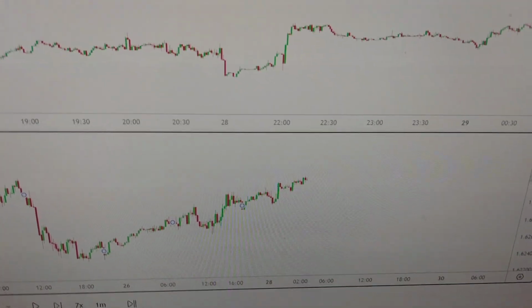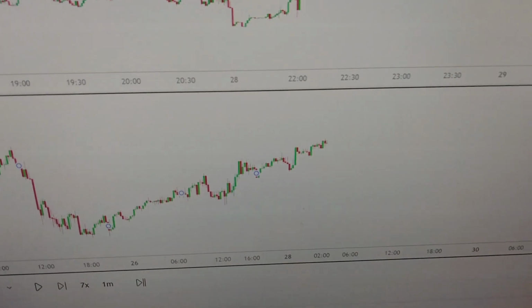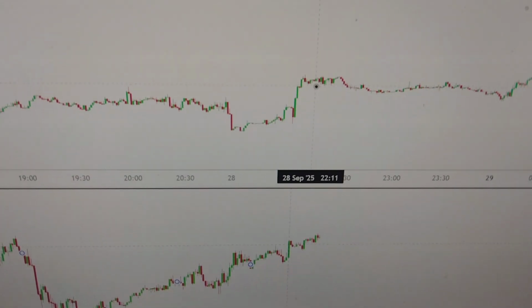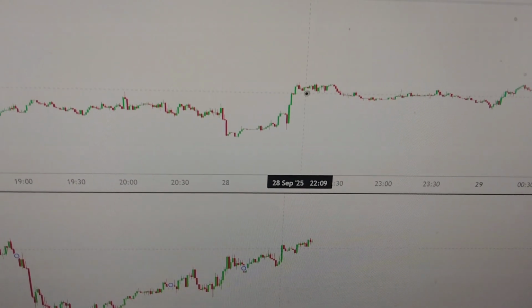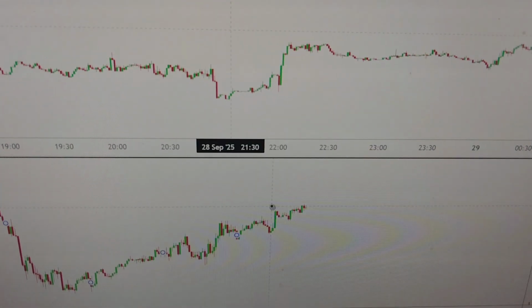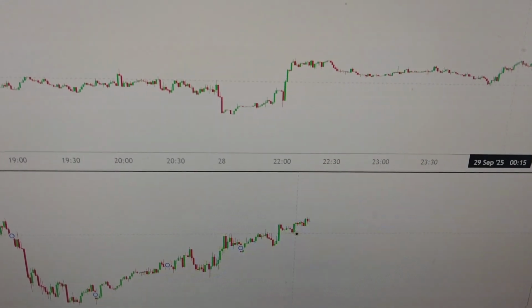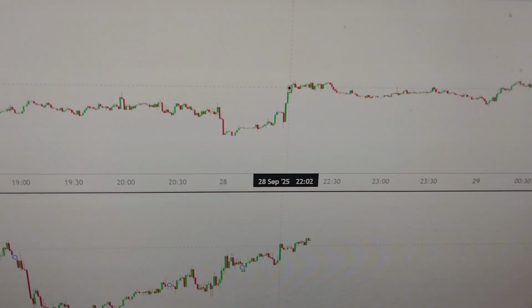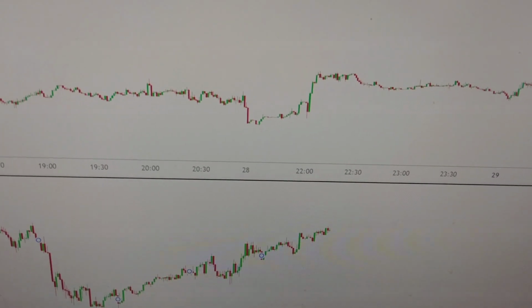So here's a compare and contrast. In comparison to the previous one, here we do have that little 15-minute pop, but when we look at the 1-minute, there's no follow-through of this type of thing. So you would not have traded this little retracement for continuation. So these are good examples of compare and contrast.